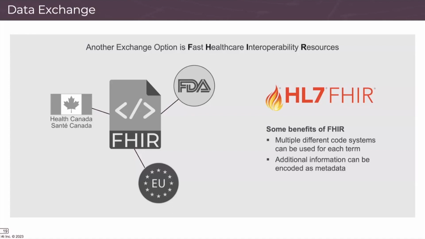So FHIR does allow multiple different code systems to be identified and be used for each term. For example, a route of administration could be coded with both the US SPL and XML PM codes and their respective code systems. Therefore, a FHIR document could actually contain codes for multiple jurisdictions such as the US, Canada, and Europe.